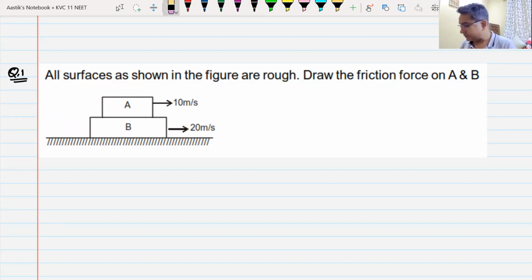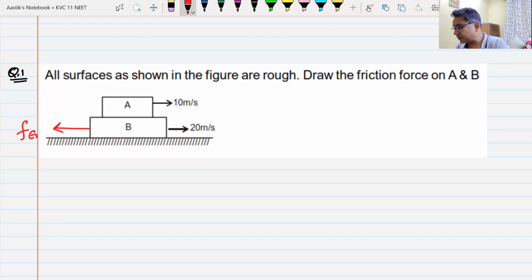You look at the body B. Body B is in contact with ground. With respect to ground, body B is moving forward. So the ground will apply frictional force in the backward direction. Let me call this Fg. This is the friction force applied by ground on the body B.